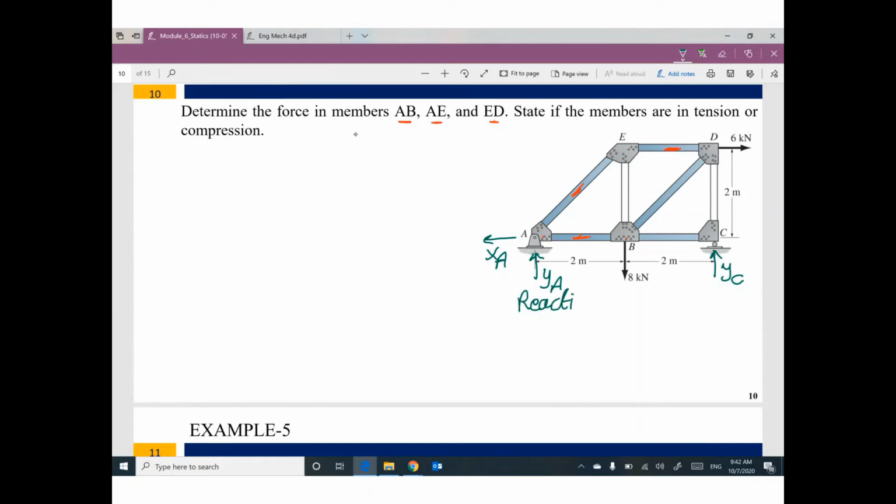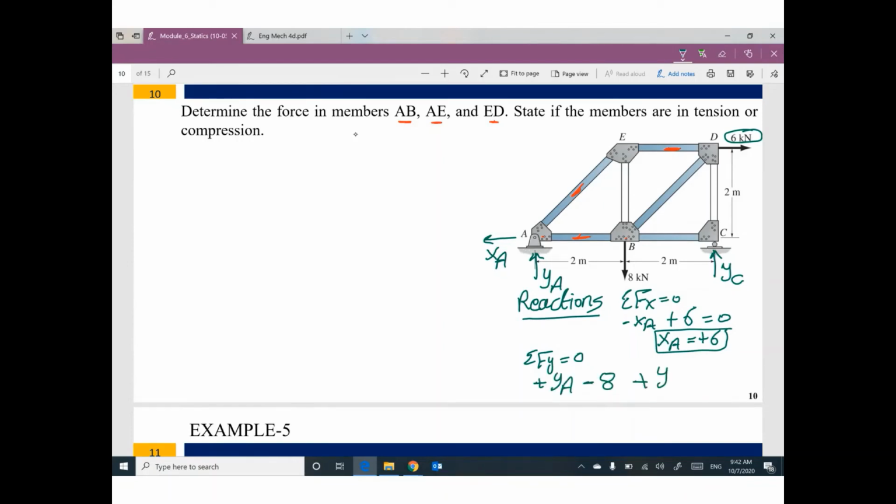We have 3 equilibrium equations. Summation of F in x equals 0 for the whole problem. So we have negative XA. We have positive 6. This one equals 0. The only unknown is XA, which will be positive 6. Summation of F in y equals 0. What do you have in the y direction? We have positive YA. We have negative 8. We have positive YC equals 0. Nothing else.